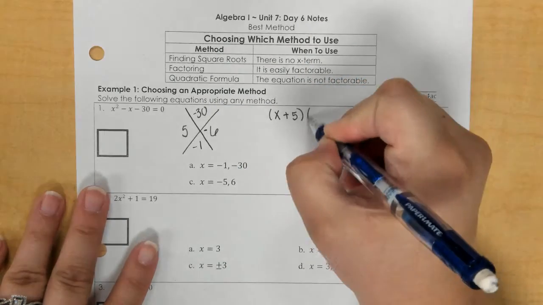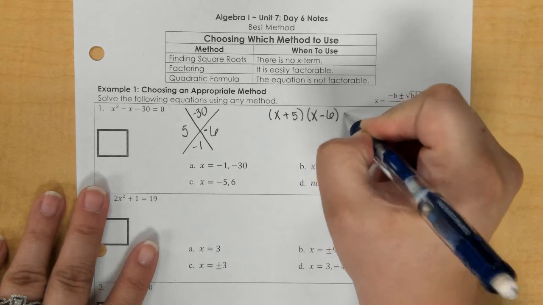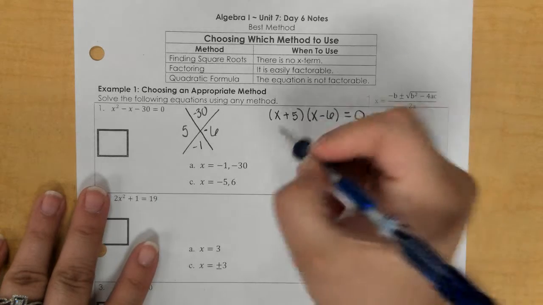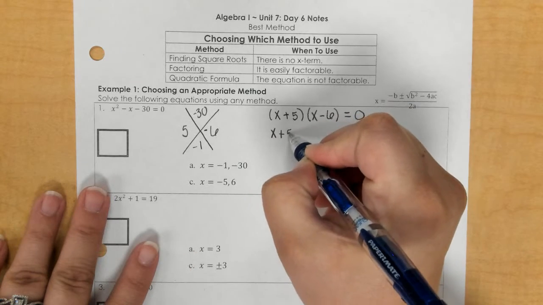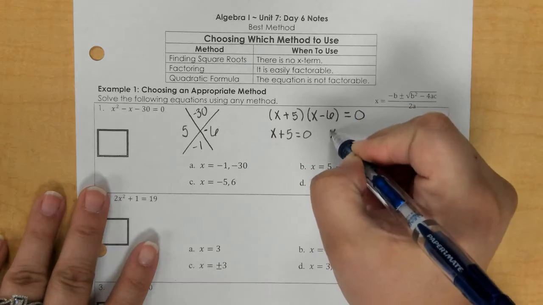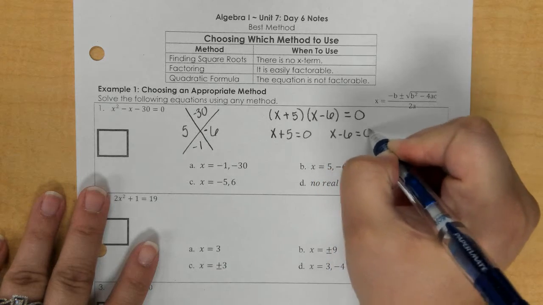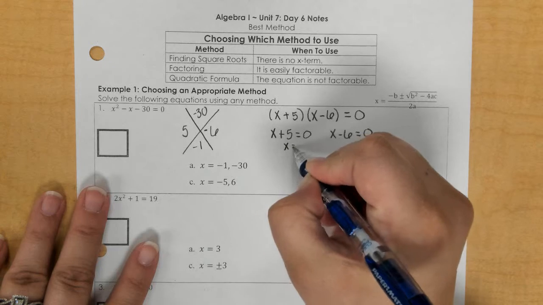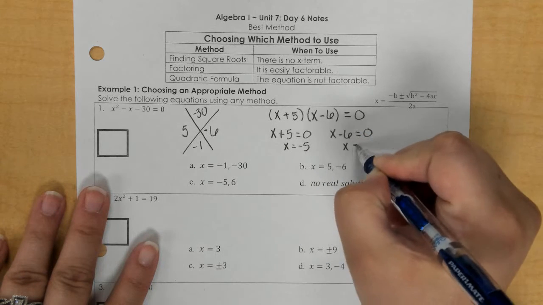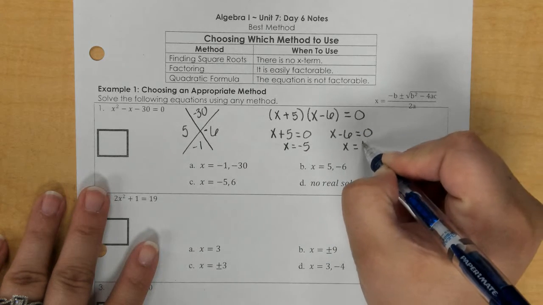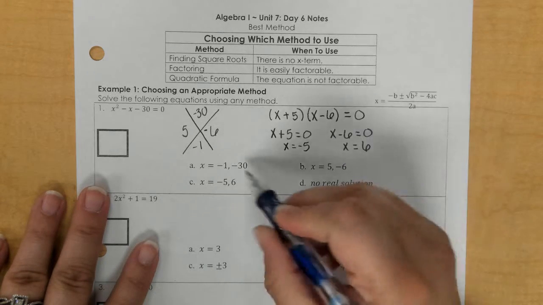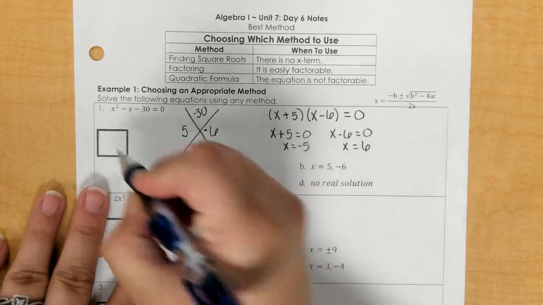So that's going to be x plus 5, x minus 6 equals 0. And then we just set each part equal to 0 and solve. So here we would subtract the 5, and x would be negative 5. Here we would add 6, and 0 plus 6 is 6. So we're looking for negative 5 and positive 6. So C.